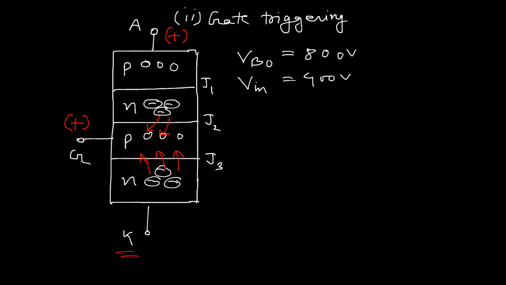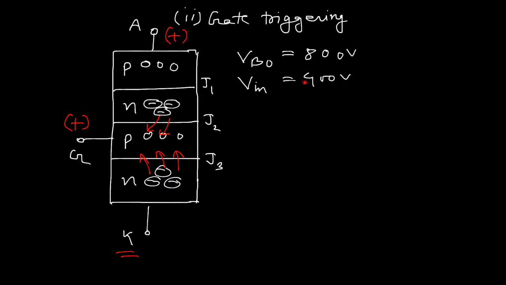Okay, suppose we again increase the gate current across the gate terminal, that means it can attract more electrons from the upper N and lower N regions. That means again the electron density increases to a higher value. Once that happens, the width of the depletion layer across junction J2 will vanish. Okay. Under normal working condition, as we have applied 400 volt to the cathode.